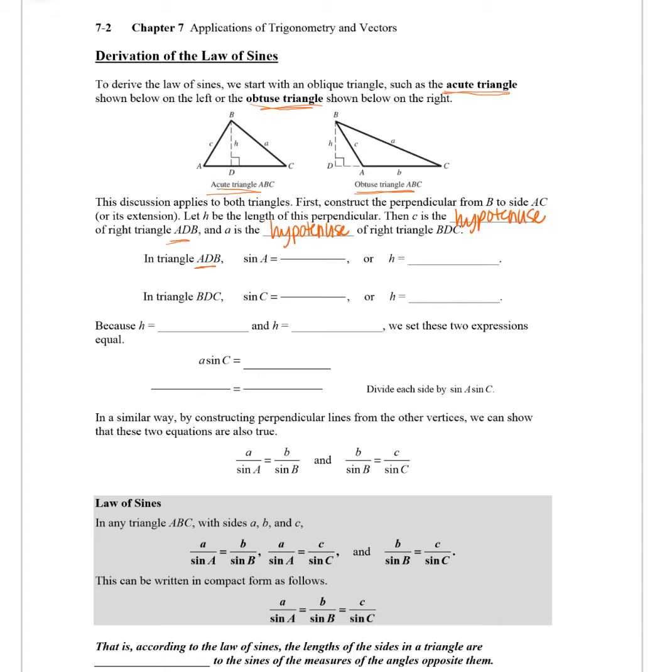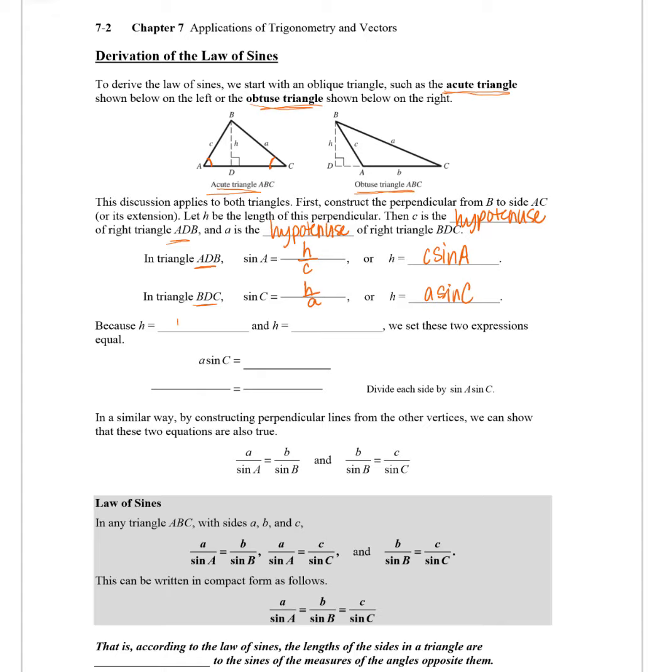In triangle ADB, sine of A, here we have angle A, so that would be opposite over hypotenuse, so that's H over C. And if we solve this for H, we'll have H is equal to C sine of A. In triangle BDC, sine of angle C, it's opposite over hypotenuse, so that's H over A. We solve for H. H is equal to A sine of C.